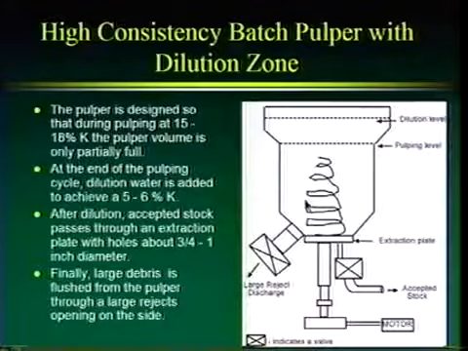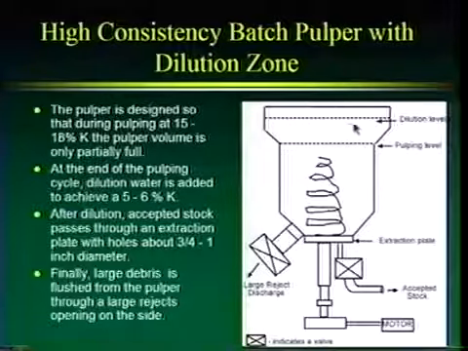Okay, first let's go to the high consistency batch pulper with a dilution zone. So here we have our pulper, and this has been hand-drawn by me. I don't claim to be an artist, but that's our helical rotor right there. And when we fill up this pulper, we're going to fill it up to this pulping level right here. So we'll fill it up with water and recovered paper, and we'll do our pulping. Now, at the end of the pulping process, we're going to add dilution water to the system.